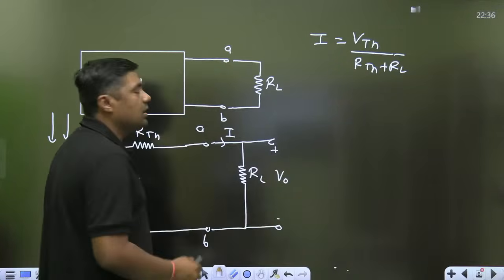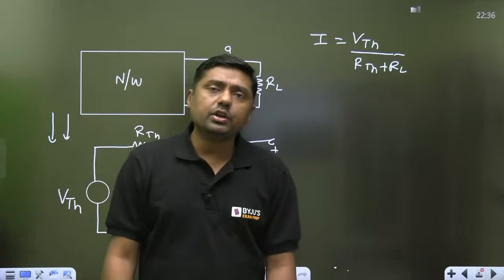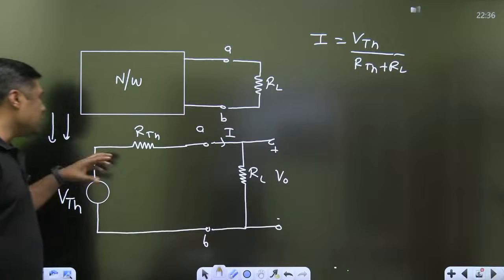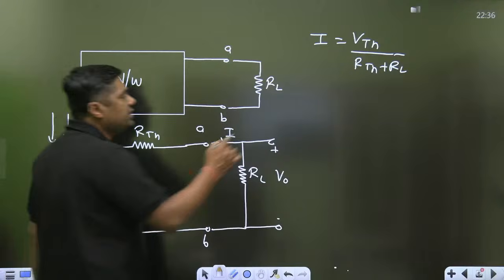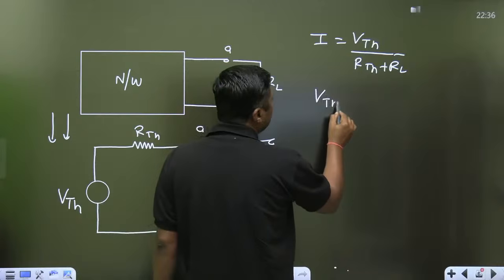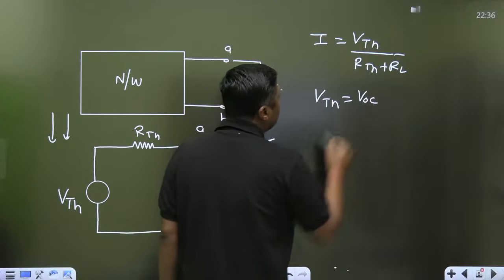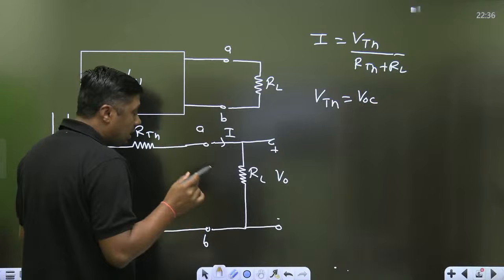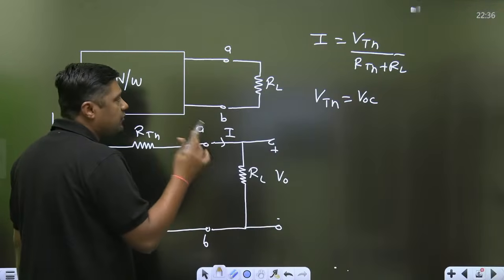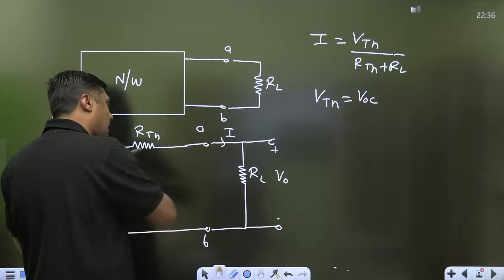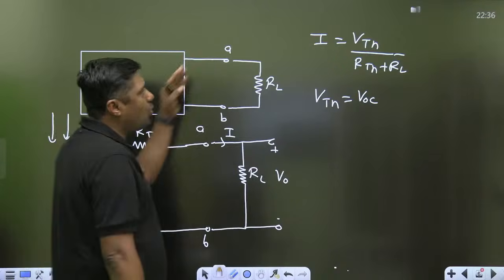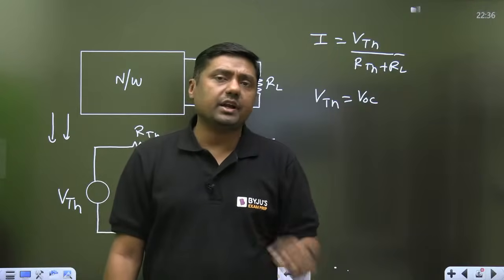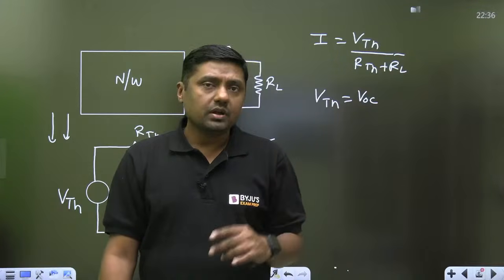This is very, very simple. Any network we can convert into a single voltage source and a single resistor. So what is VTH? VTH is nothing but VOC, the open circuit voltage. If you want to calculate VTH, simply make RL equal to infinite and find the open circuit voltage across the A and B terminals. Open circuit means simply the current will be 0.